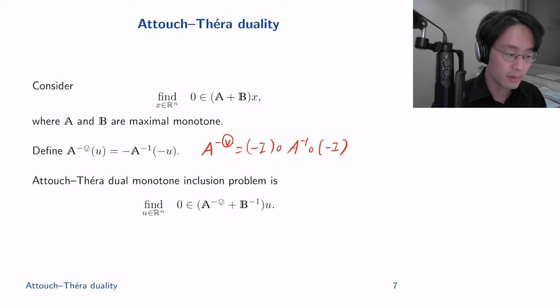The Attouch-Thera dual monotone inclusion problem finds a u that is a zero of the sum of these two maximal monotone operators. The first operator is A inverse OV, and the second operator is B inverse.